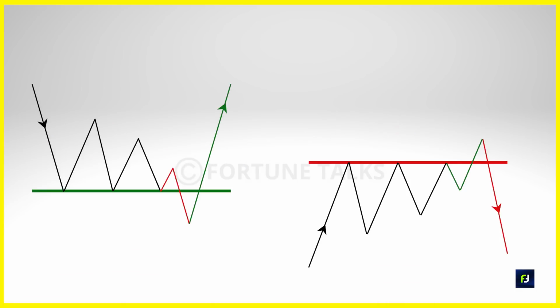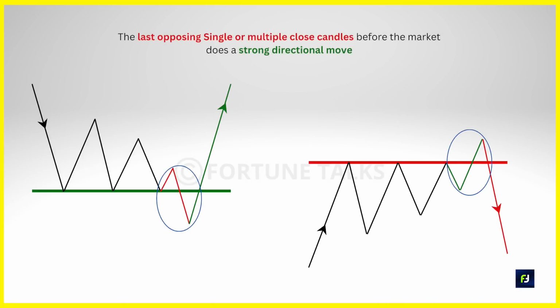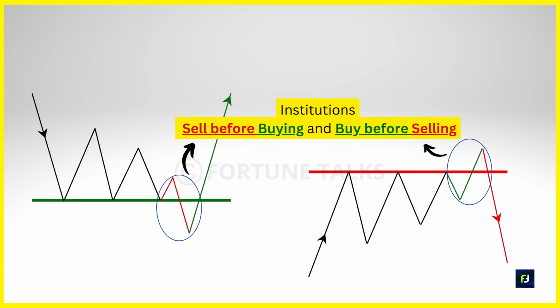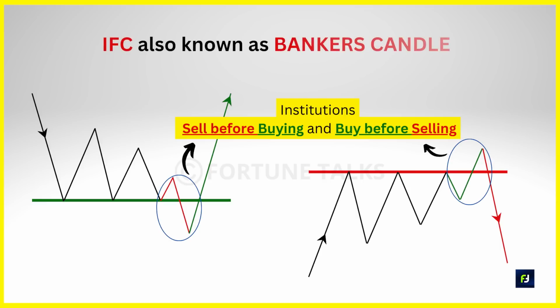The institutional funding candles are represented as the last opposing single or multiple close candles before the market forms a strong directional move. Those late buying or selling candles with one or more candlesticks within them, which run out of liquidity before heading in the intended direction, are referred to as institutional funding candles. These candles simply indicate that the institutions sell before buying and buy before selling. And that is the reason why these institutional candles are also called banker's candle. So it is one of the most popular smart money trading concepts out there.